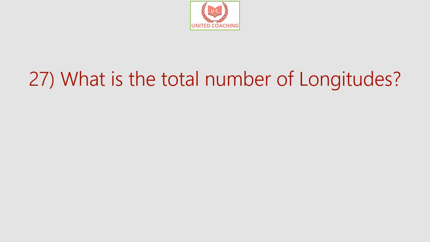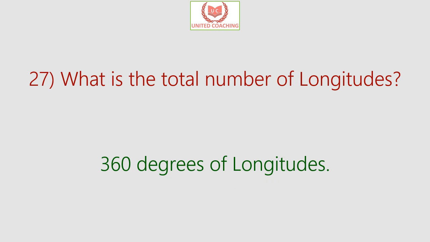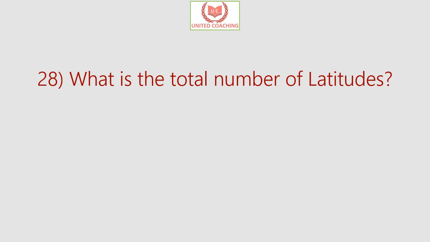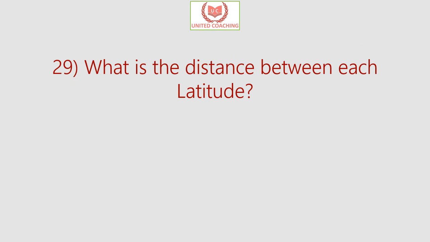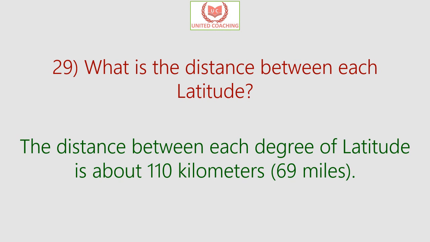Our next question is, what is the total number of longitudes? So answer is, there are a total 360 degrees of longitudes. Our next question is, what is the total number of latitudes? So answer is, there are total 180 degrees of latitudes. Our next question is, what is the distance between each latitude? So answer is, the distance between each degree of latitude is about 110 kilometers or 69 miles.